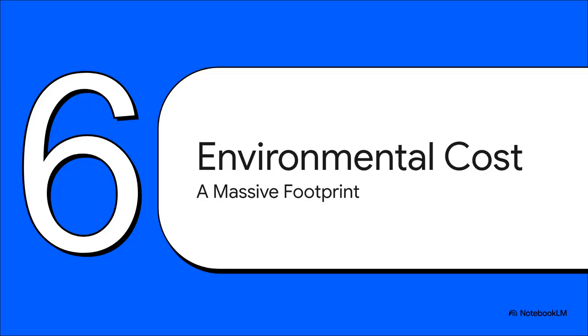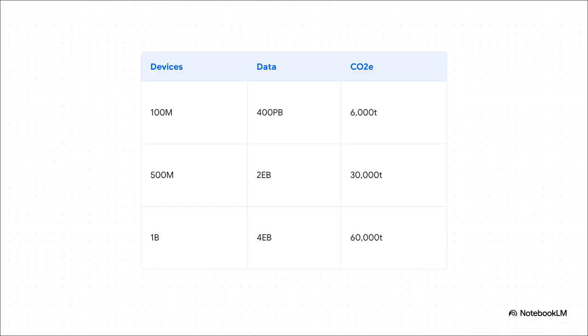Section 6, the staggering environmental cost. Beyond the strict legal breaches, we have to talk about the physical cost this imposes on the planet. Pushing a 4 GB file across the internet requires a lot of electricity. When you force that file onto 100 million unconsenting devices, you generate an estimated 6,000 tons of carbon emissions.